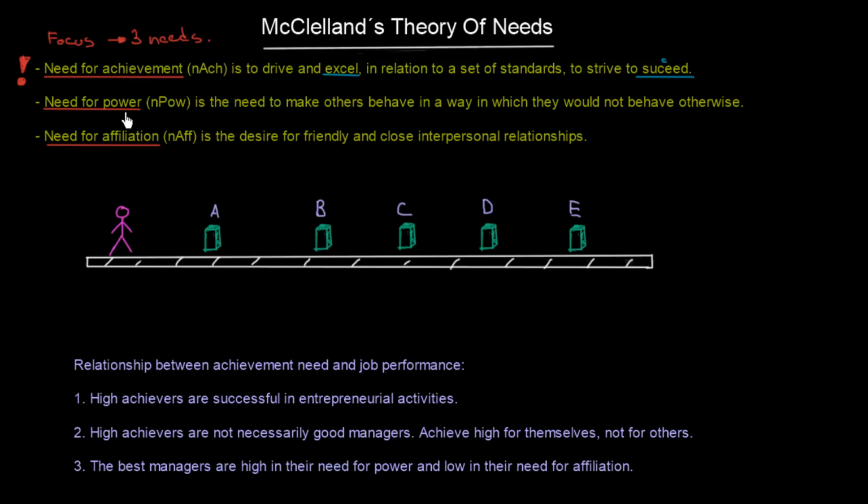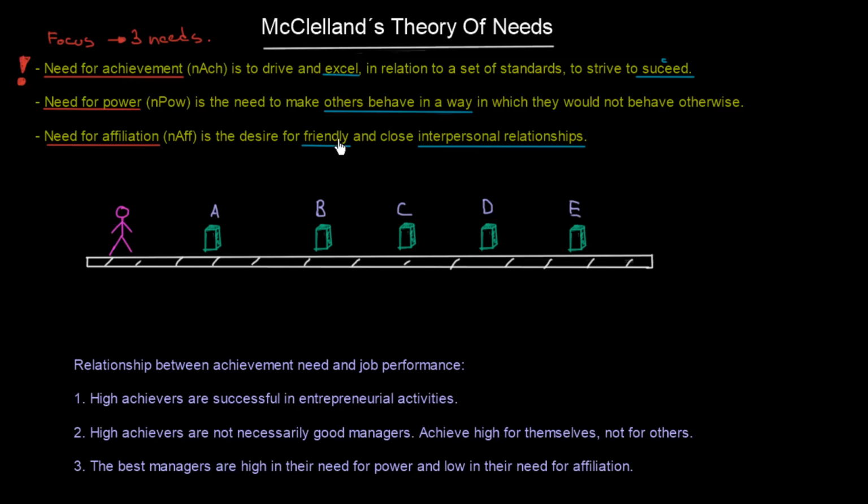Then we have the need for power. Is the need to make others behave in a way in which they would not behave otherwise. Well, that's closely related to the managerial positions, so that the employees will behave in the way otherwise they would not. Finally, we have the need for affiliation. This is the desire for friendly and close interpersonal relationships.